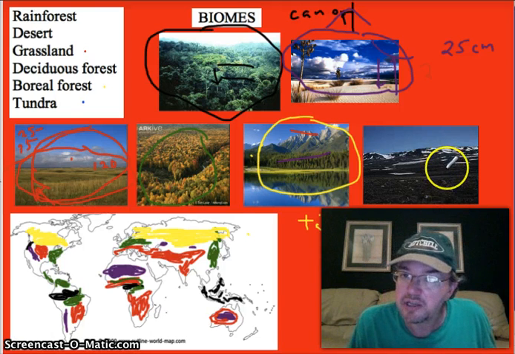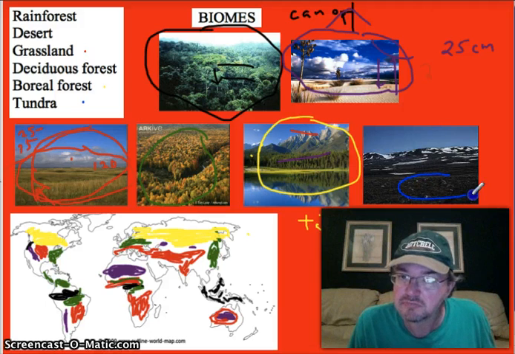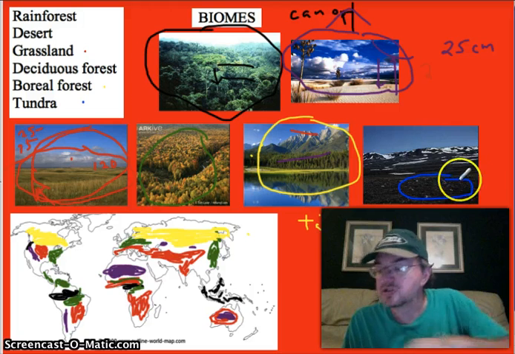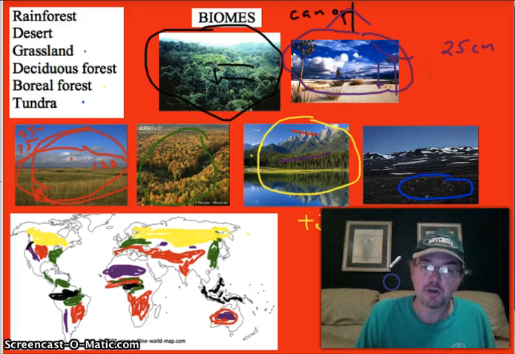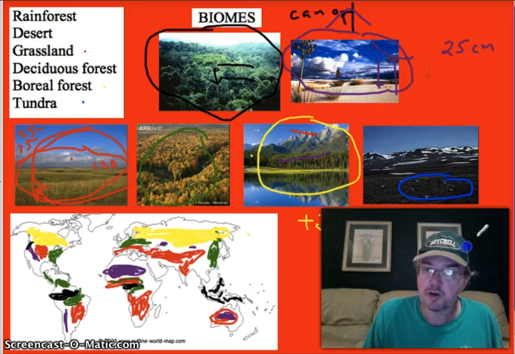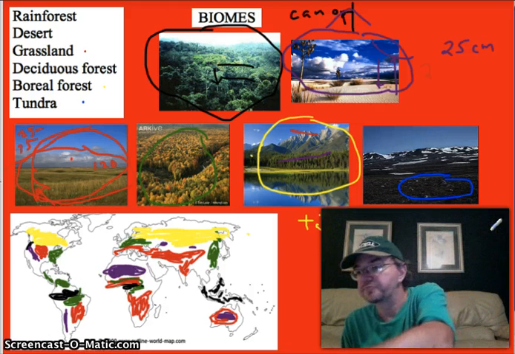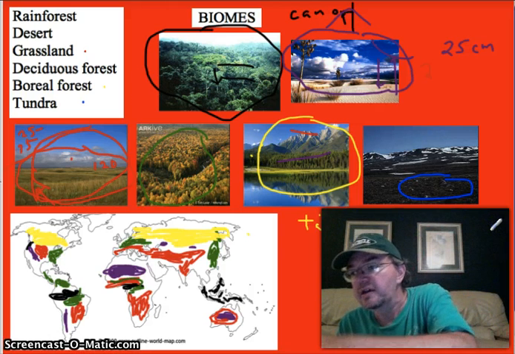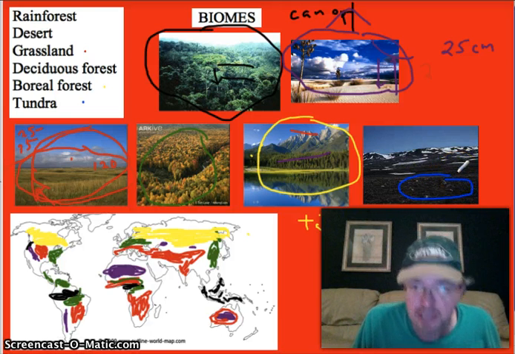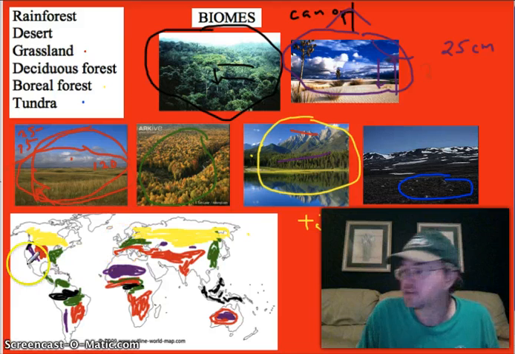The soil here is mostly frozen all year round. Soil in the tundra is called the permafrost. You'll have shrubs, you'll have little grasses, and you could have some smaller trees here in the tundra.